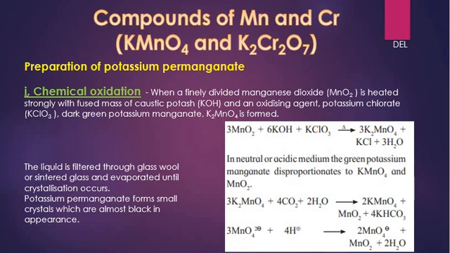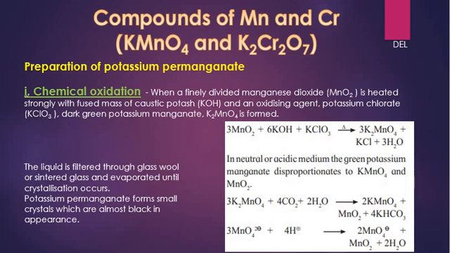Now the compound of manganese is potassium permanganate, KMnO4 is the chemical formula, and the compound of chromium is potassium dichromate, which is K2Cr2O7. Let's start with potassium permanganate first.